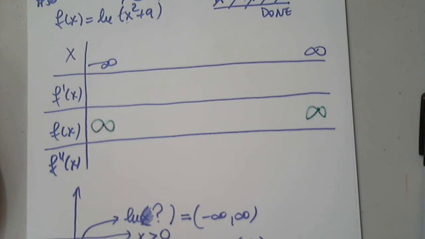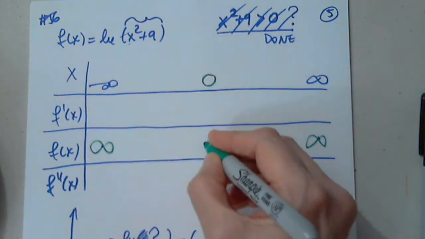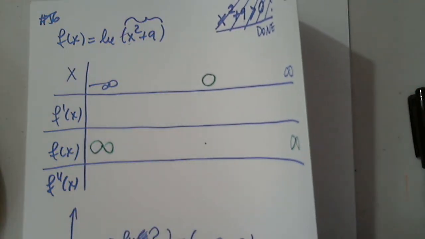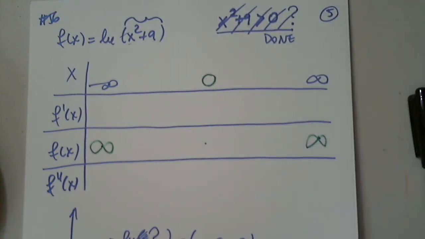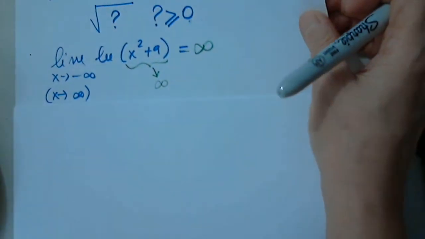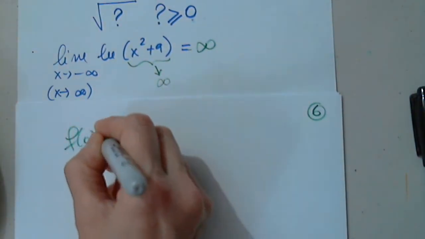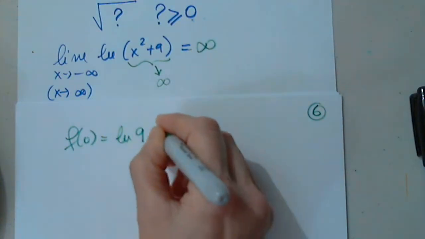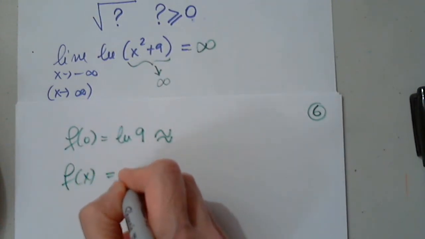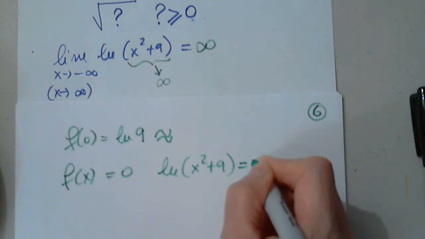Good. Of course, 0 has to be in the table. And I have to determine the y value. And I also have to determine f of x being 0. So remember, x and y intercepts. So f of 0 equals natural log 9. And I will approximate it in a minute. But also f of x equals 0. So natural log of x squared plus 9 is 0.